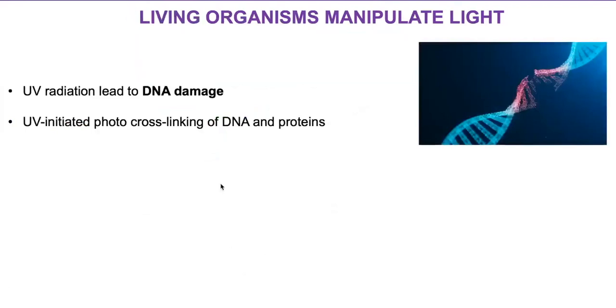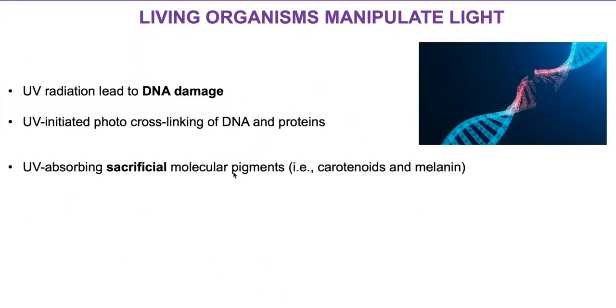I told you that DNA strongly absorbs in the UV region, but that is not good. It's bad for any living organism because UV radiation can lead to DNA damage. It leads to photocross-linking of DNAs and proteins. Then how do animals and we overcome this? And this is done by what are called UV-absorbing sacrificial molecular pigments, such as carotenoids and melanin.